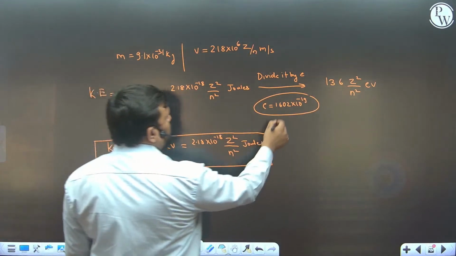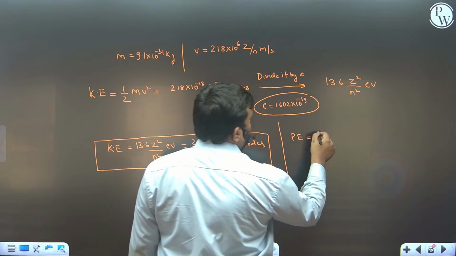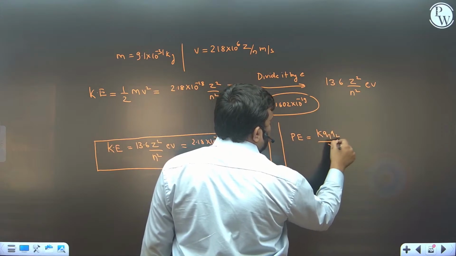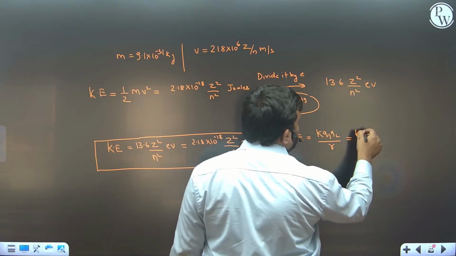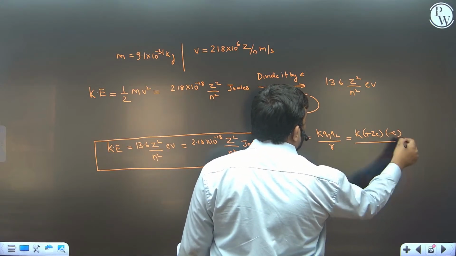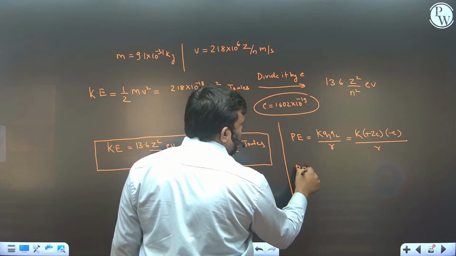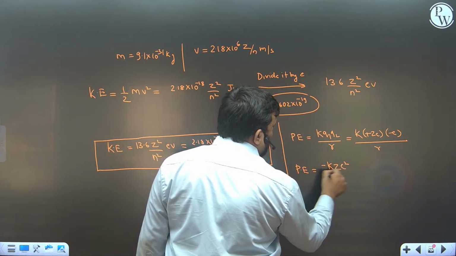Potential energy we can also calculate using the formula: potential energy is equal to K Q1 Q2 upon R. What is Q1? That is the charge on the nucleus, plus ZE. Q2 is minus E upon radius R. So the potential energy we get is minus K ZE square upon R.